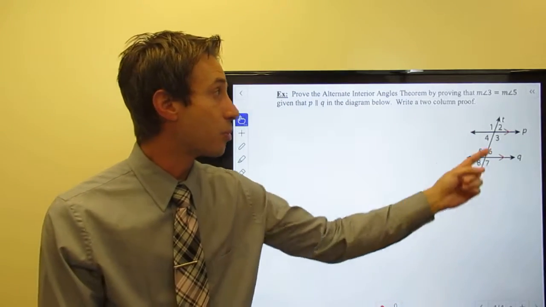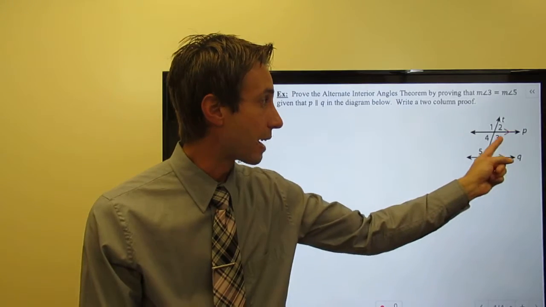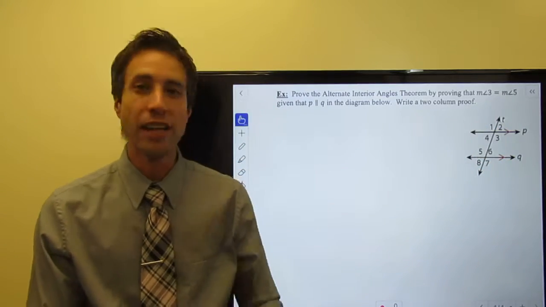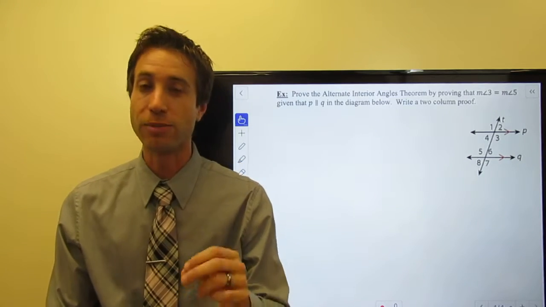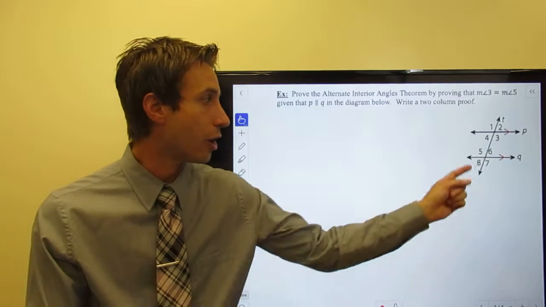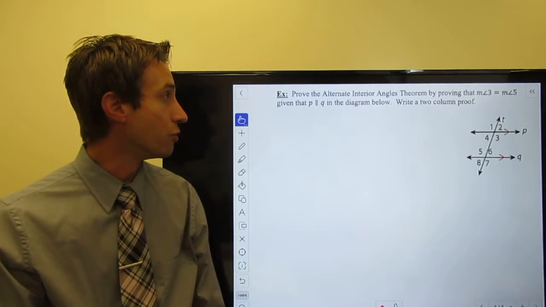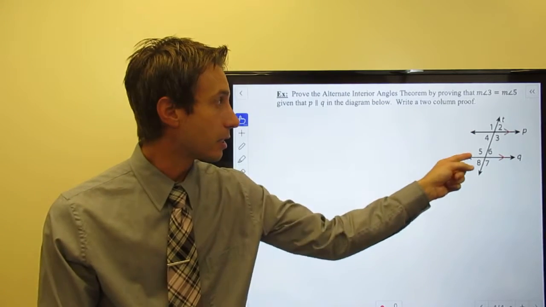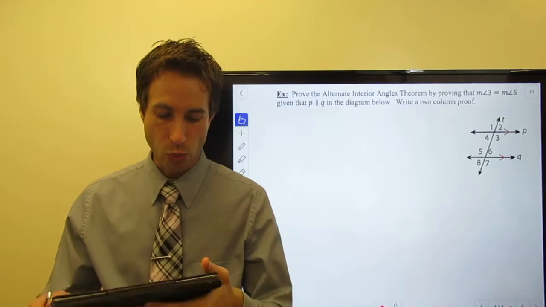You're going to do that by proving angle 3 and angle 5 are equal to each other. The alternate interior angle theorem says alternate interior angles are congruent. They're equal to each other. We want to prove that. I tell you that P and Q are parallel lines. Let's go ahead and write our proof.